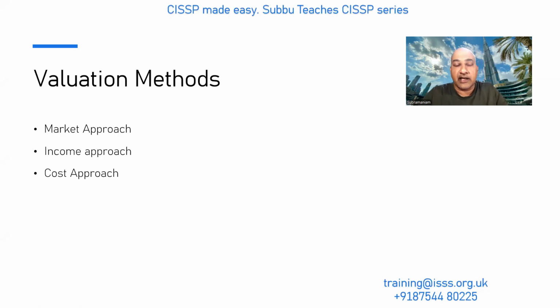There's something called the market approach: how the market actually values this asset. It's called the market value. An income approach: what is the income that you are going to accrue because of this particular asset after some years? It's called the income approach. Cost approach is the cost of replacing it.